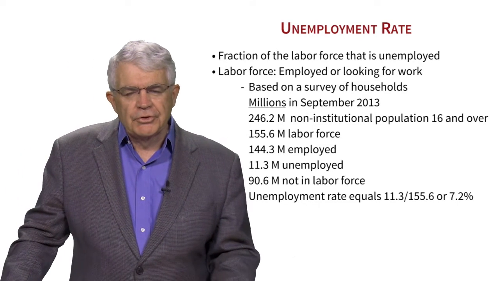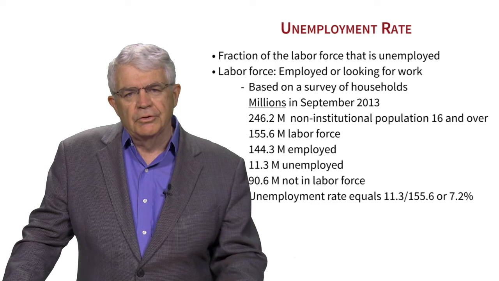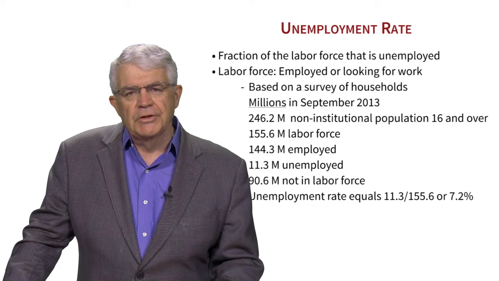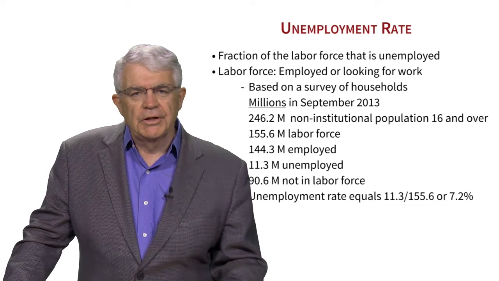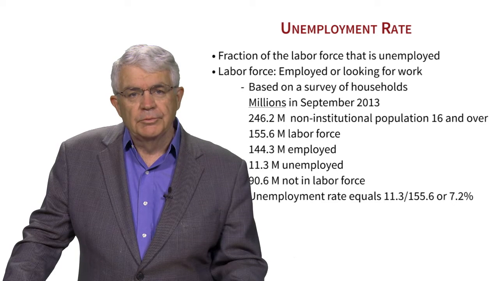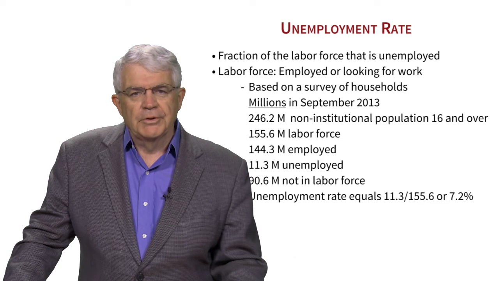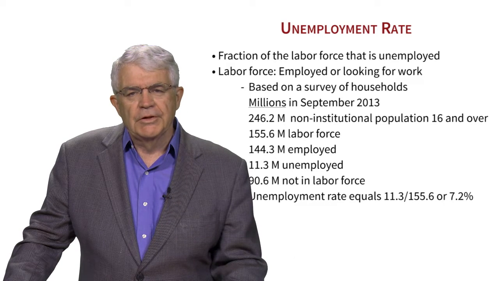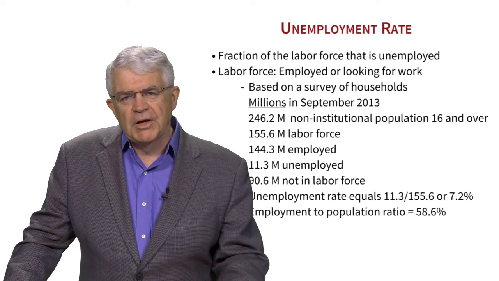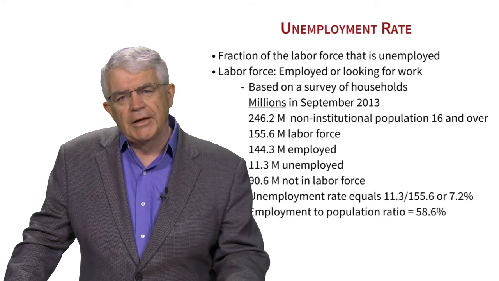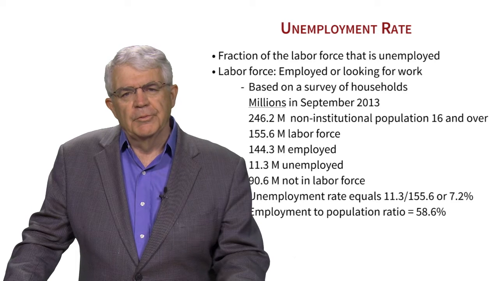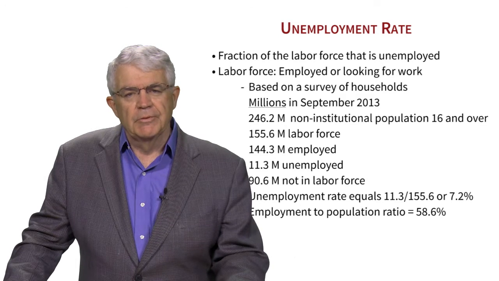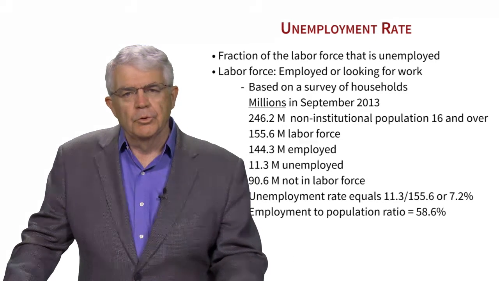Sometimes economists also look at a different measure, just looking at the total amount of employment compared to the population. So in this particular case, you have total employment is 144.3. The population is 246.2. The ratio of those is 58.6. That measure is sometimes more useful because it doesn't rely on this difficult determination about whether someone is in the labor force or not, whether someone is looking for work or not.